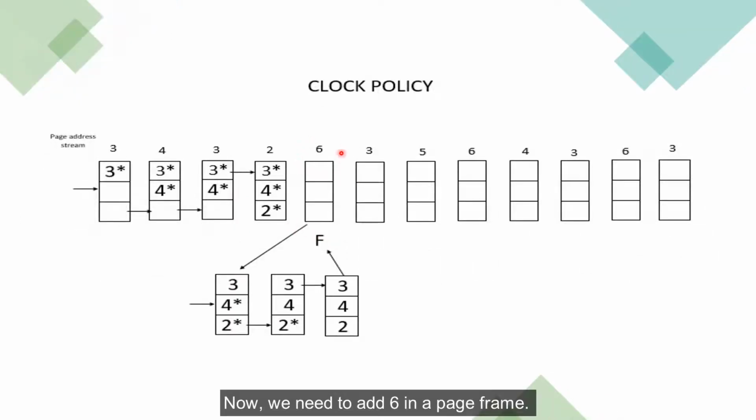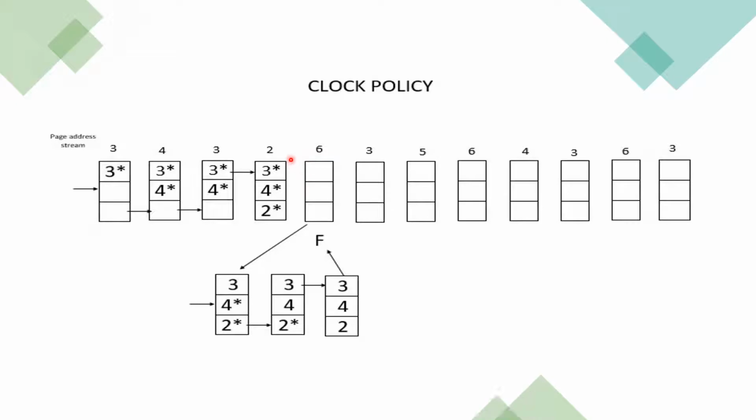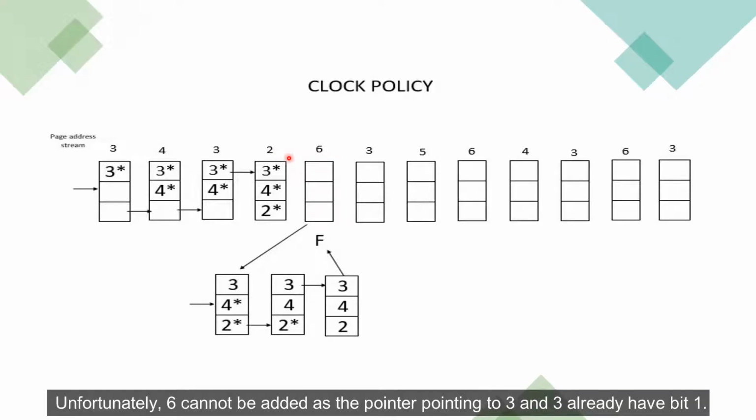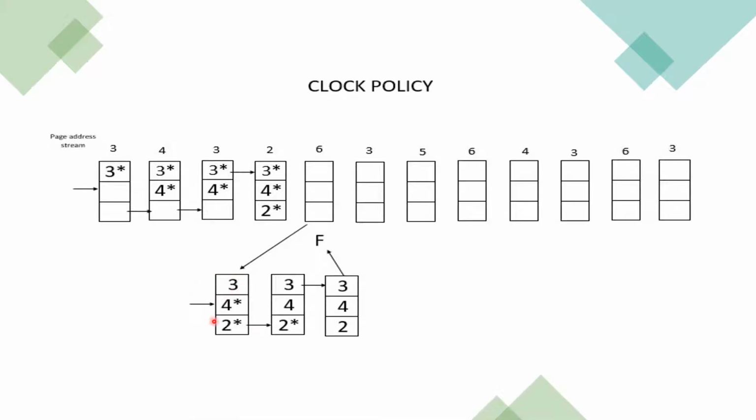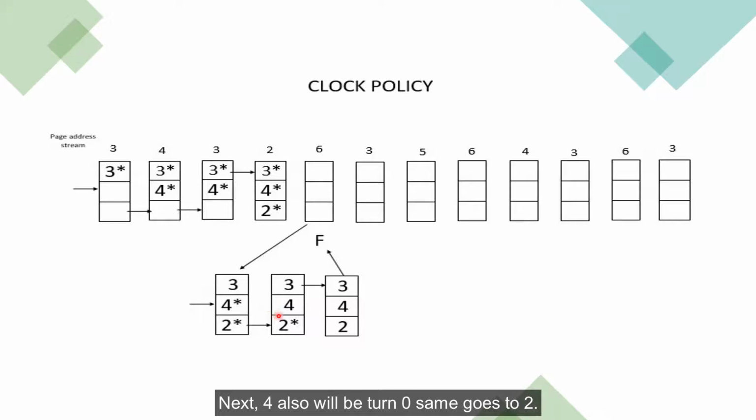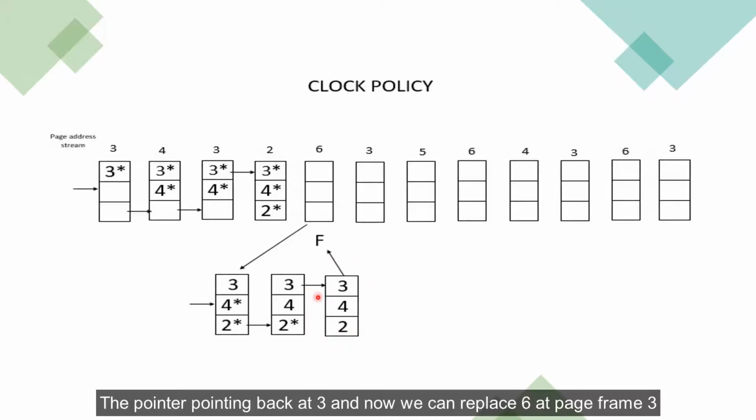Now we need to add 6 in a page frame. Unfortunately, 6 cannot be added as the pointer is pointing to 3 and 3 already has bit 1. So we need to turn bit 1 in number 3 to become 0. Next, 4 also will be turned 0, same goes to 2. After we change all the bits to 0, the pointer points back at 3, and now we can replace it with 6 at page frame 3.